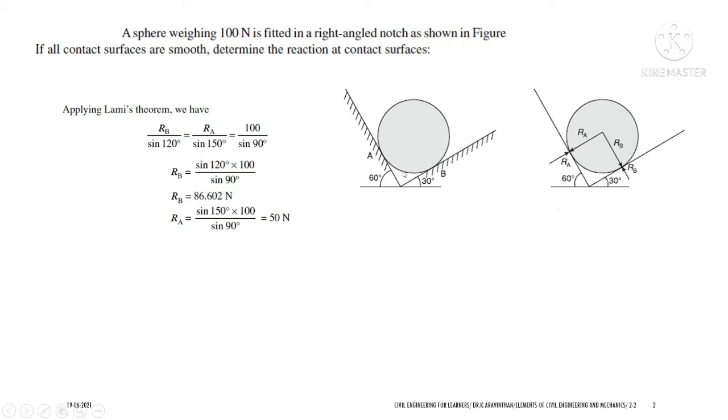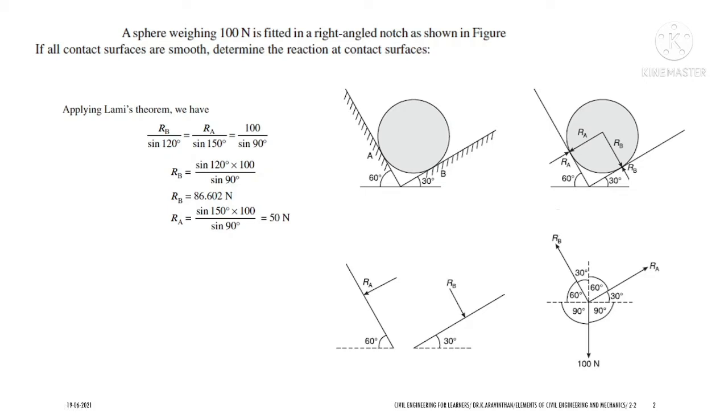The sphere has a self weight of 100 Newton, which acts in the downward direction. Let us take all the forces from a point. From the center point, you will have a 100 Newton force. If the force RA is here, along the line of force, this is known as transmissibility, and if RA is along the line of action of the force, the force will be the same. So you can write it as RA, which is acting at 30 degree.